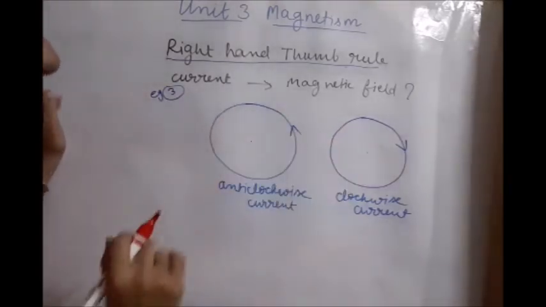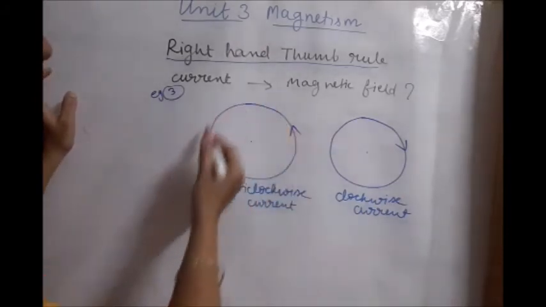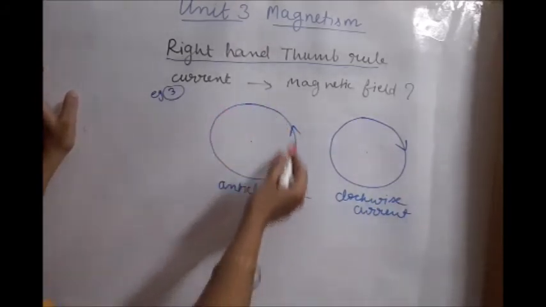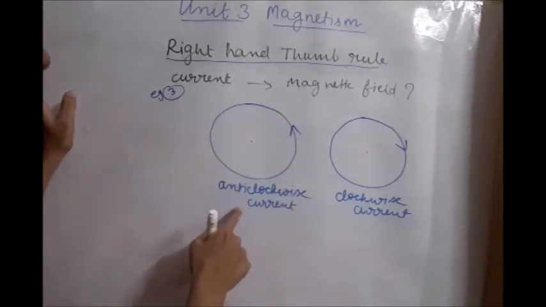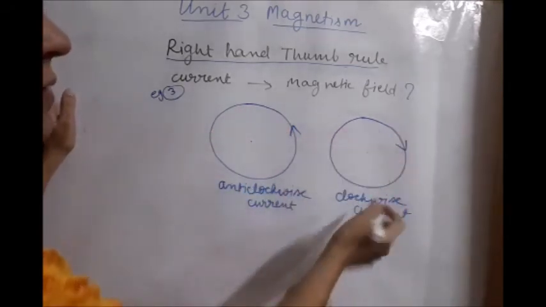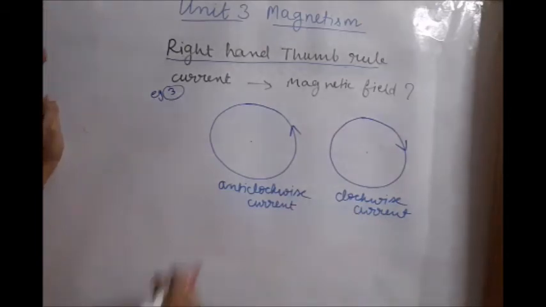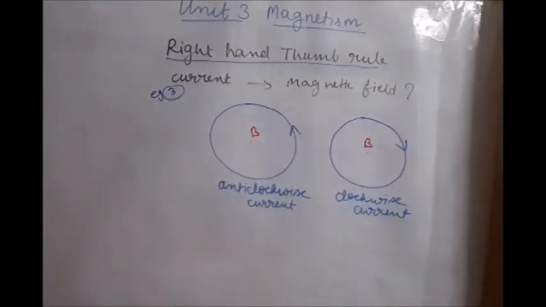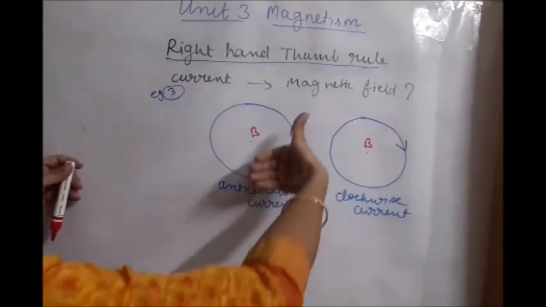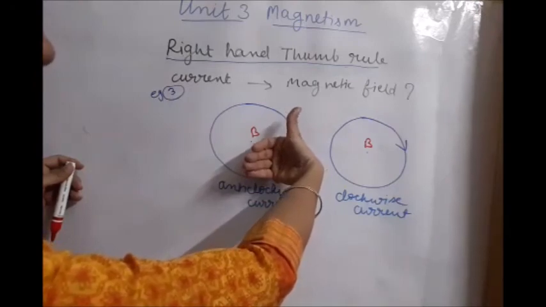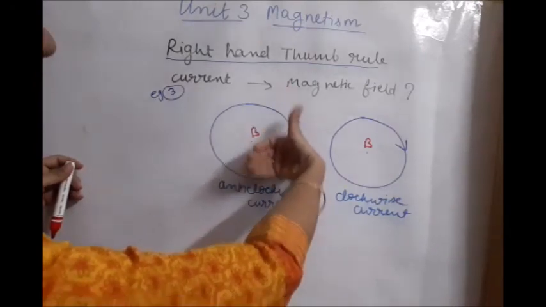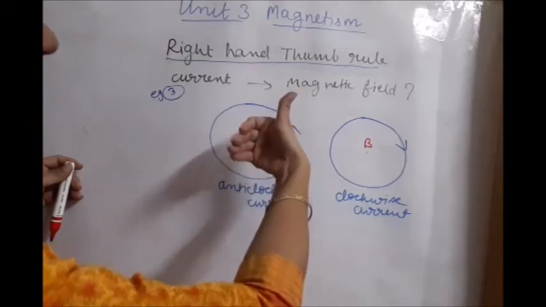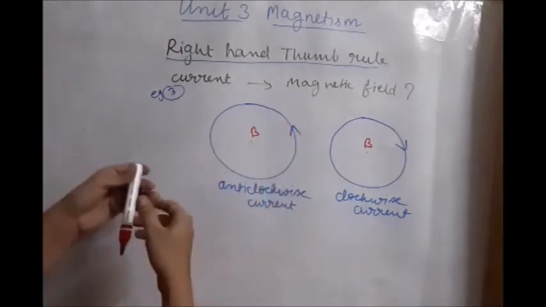Example 3, circular currents are given. Suppose in this wire the current is flowing in the anti-clockwise direction, and in this wire the current is flowing in clockwise direction. We have to find the magnetic field at the center. Again, using the right hand thumb rule we can find the direction. So we have to hold the part of the coil this way, thumb upward for upward current. At the center, how are the fingers coming? Normally out.